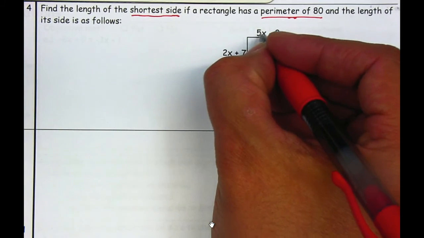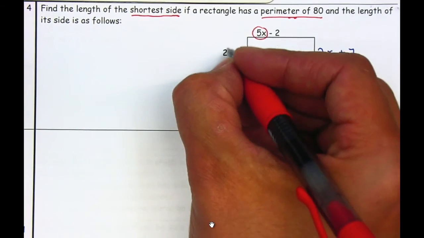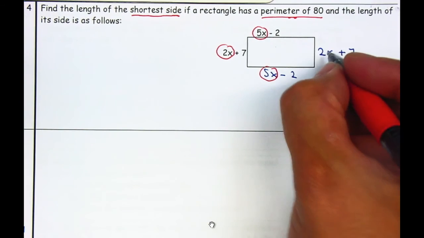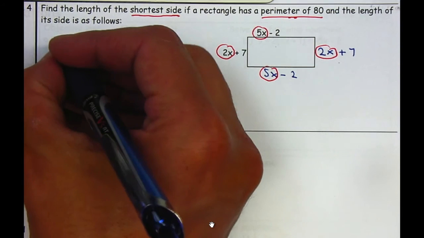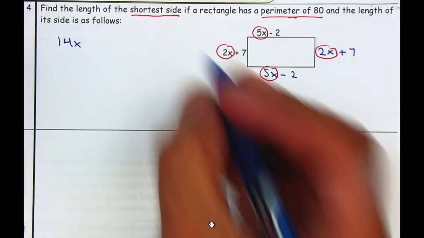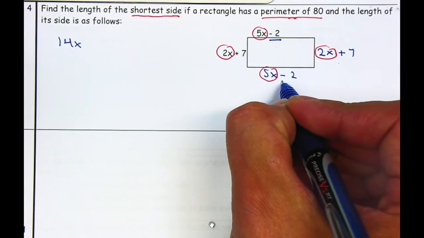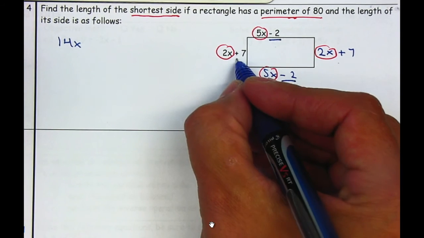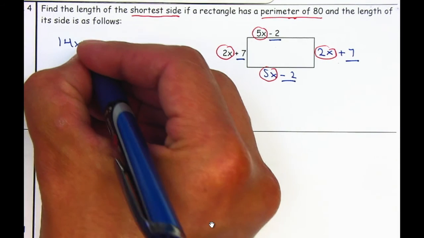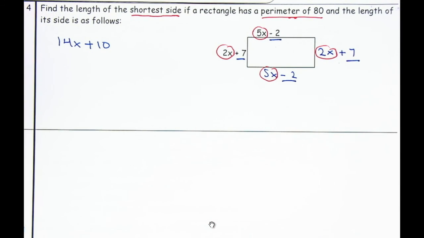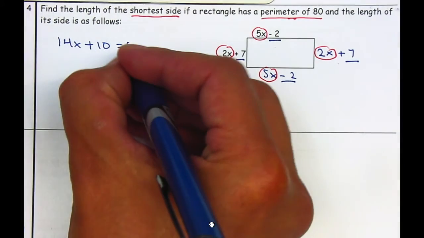We have 5x. And 5x will give us 10. Plus 2 will give us 12. Plus 2 will give us 14. So we have 14x. We're going to be adding the numbers. Negative 2 and negative 2 is negative 4. Plus 7 is 3. Plus 7 is 10. So we have 14x plus 10, and that will be equal to 80.